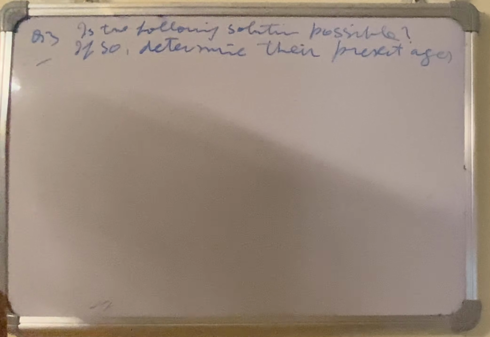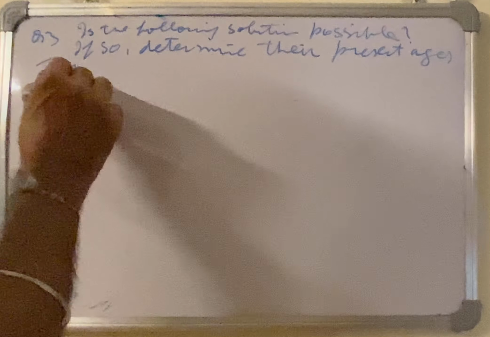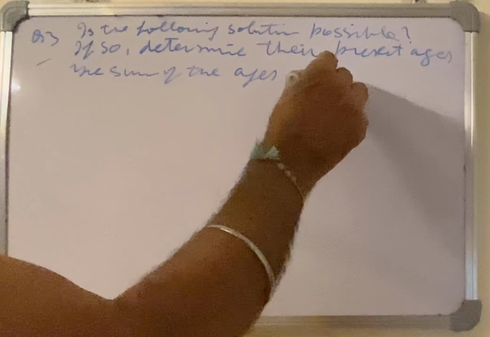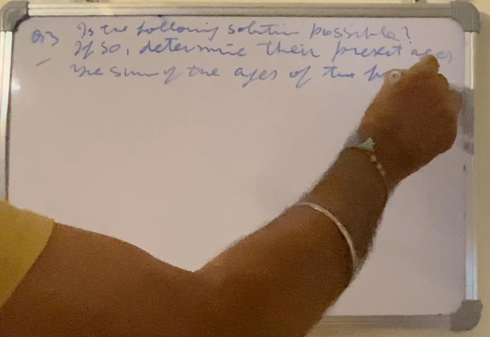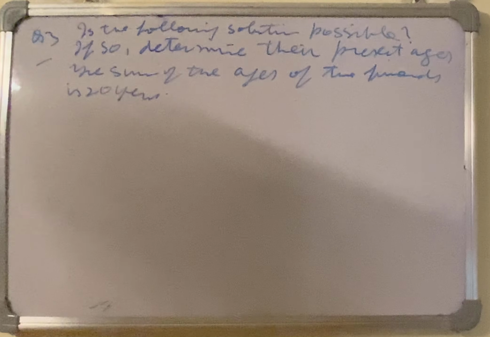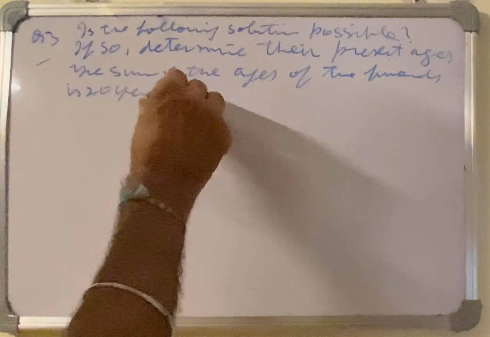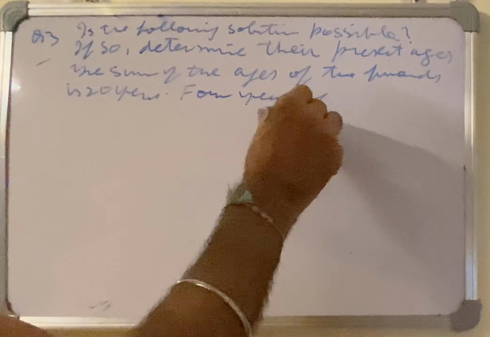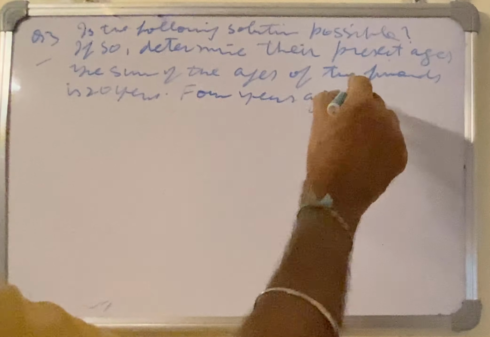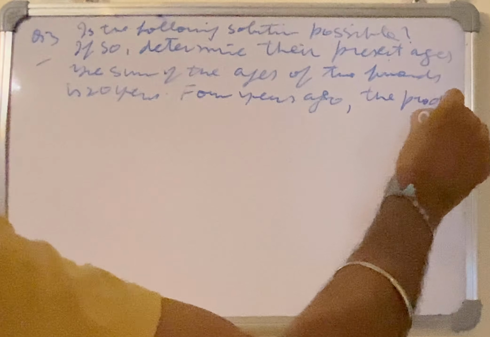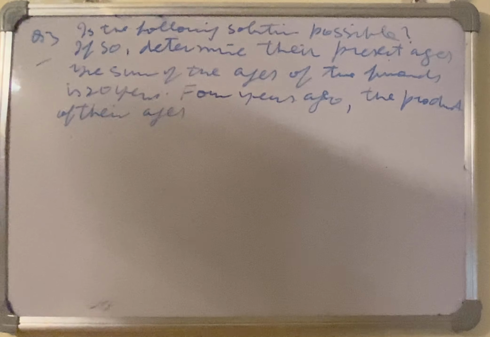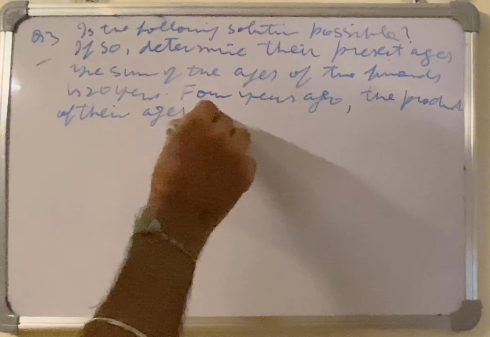The sum of the ages of two friends is 20 years. 4 years ago, the product of their ages was 48.